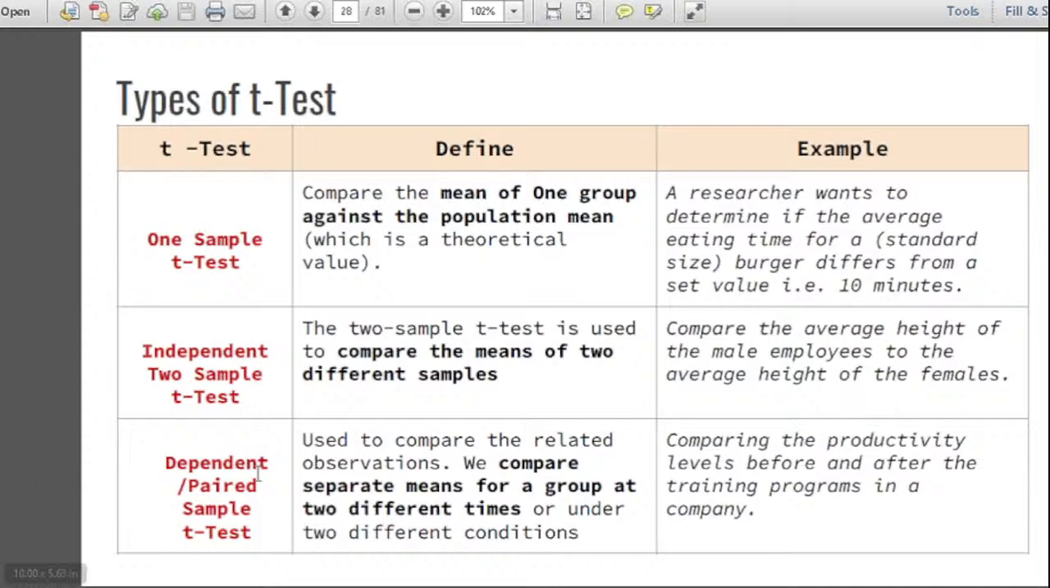Then the dependent or paired sample t-test. Now this is very different from independent. This is independent: you don't have a relation between male and female, they are different, right? Dependent is used to compare related observations. Now, how are they related? This is used a lot in real scenarios when we want to test the results or the impact of an activity done. For example, if we want to compare the means of a group at two different times or under two different conditions.